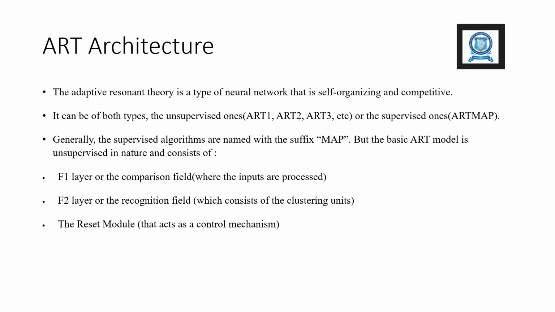ART architecture. The adaptive resonance theory is a type of neural network that is self-organizing and competitive. It can be of both types, the unsupervised ones, ART1, ART2, ART3, etc., or the supervised ones, ARTMAP. Generally, the supervised algorithms are named with the suffix map, but the basic ART model is unsupervised in nature and consists of the F1 layer or the comparison field where the inputs are processed, the F2 layer or the recognition field, which consists of the clustering units, and the reset module that acts as a control mechanism.